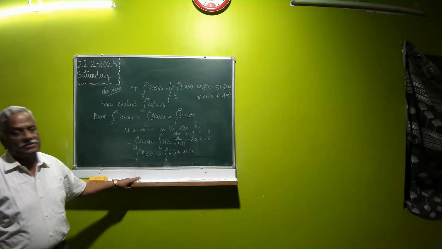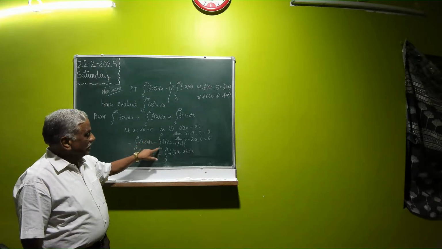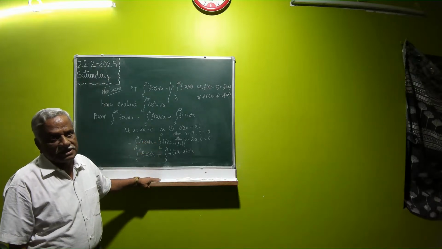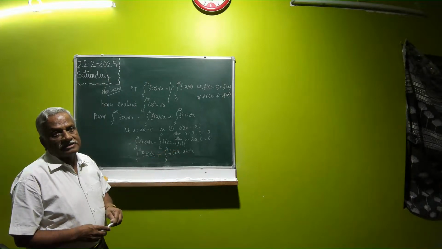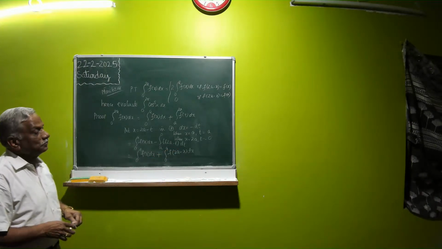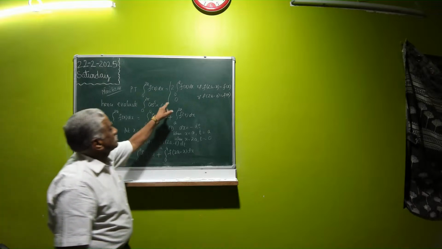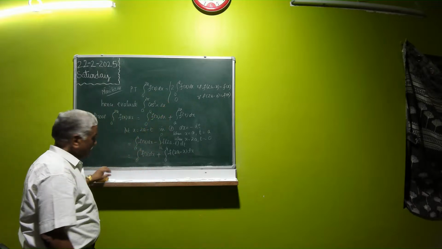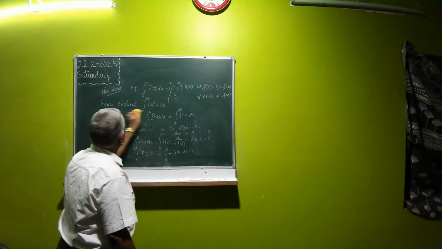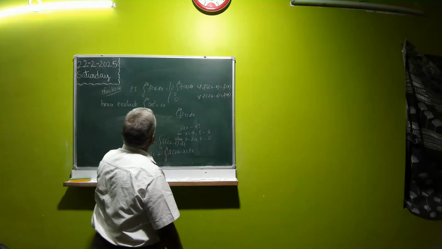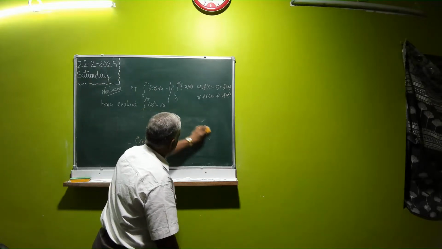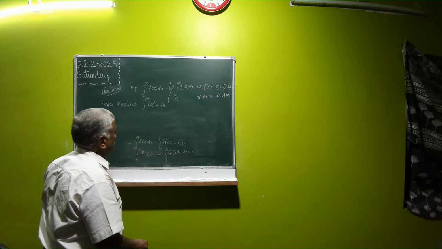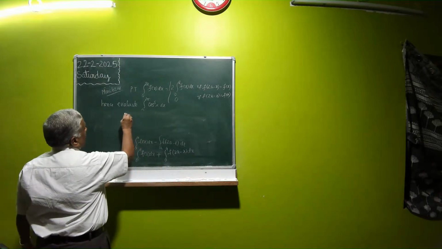I've used two formulas here. One formula is that by interchanging the limits, the minus sign goes. The second formula is that a definite integral is independent of the variable. Now we are going to prove this. For that, I use this space.